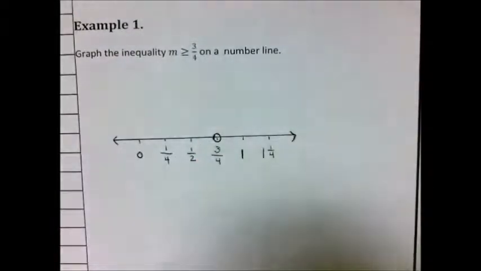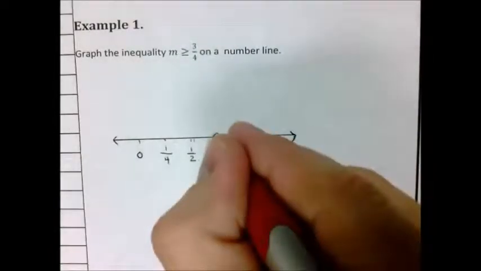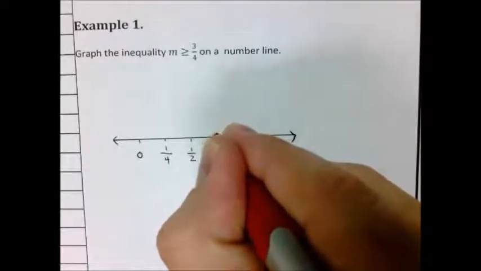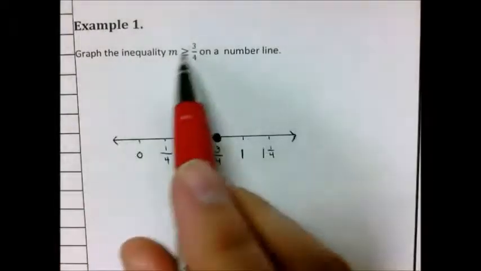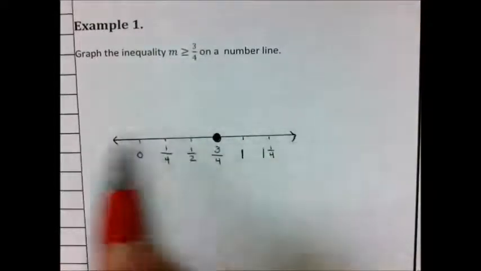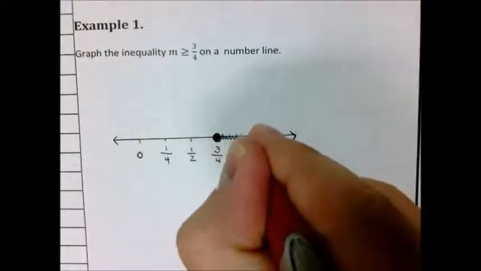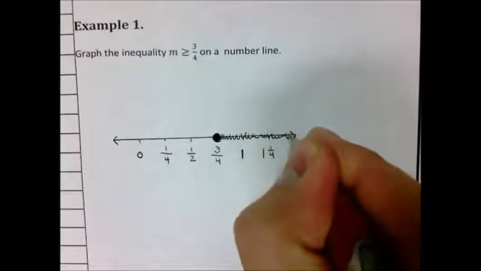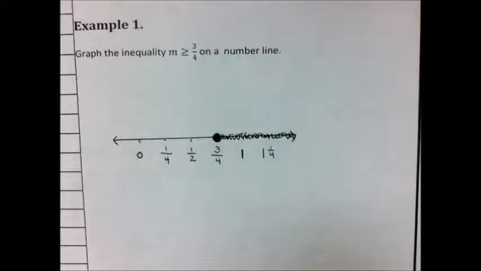And we know that this is going to be a closed dot because it is greater than or equal to. That equal to means that we have to include 3/4 right here, okay? The second step is to shade in the direction that makes the inequality statement true. If m is greater than 3/4, well, is 1/2 greater than 3/4? No, that is less than. So we wouldn't shade this direction. Is 1 greater than 3/4? Yes, it is. That means that we need to shade along this direction to the right, and you'll shade it all the way to the arrow. Okay. That's all we have to do for that example.